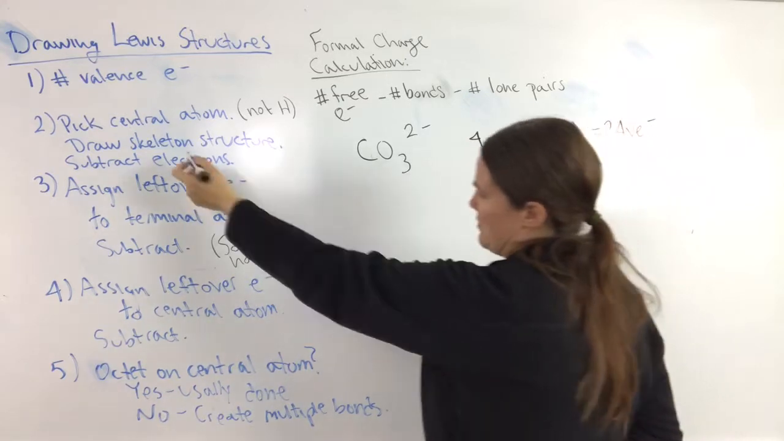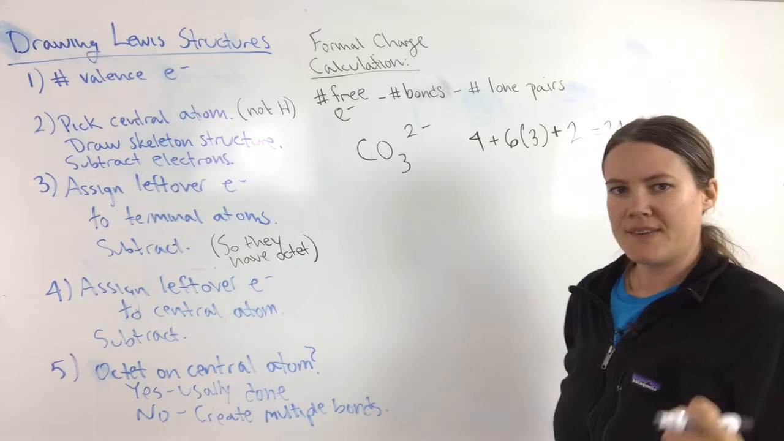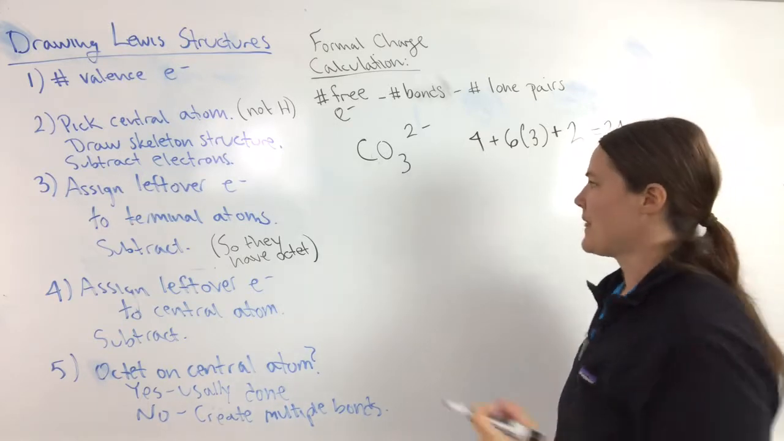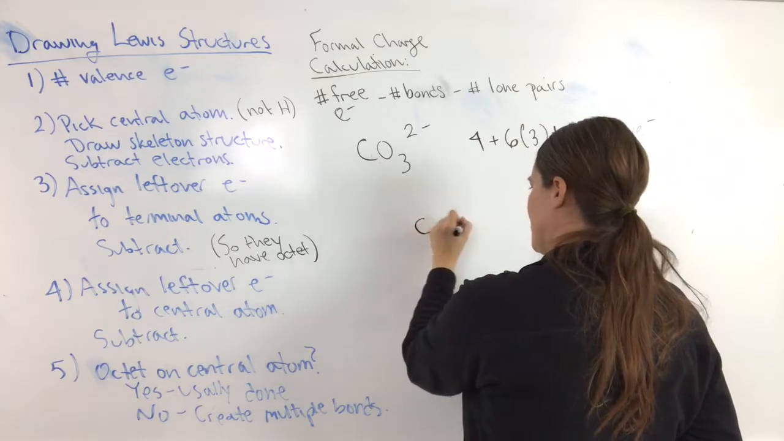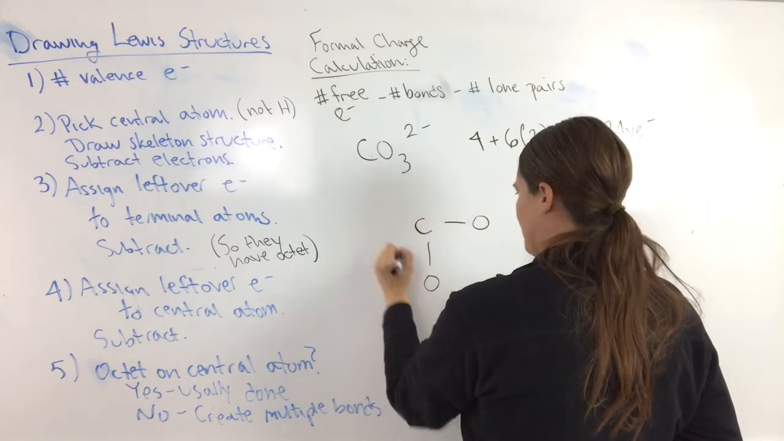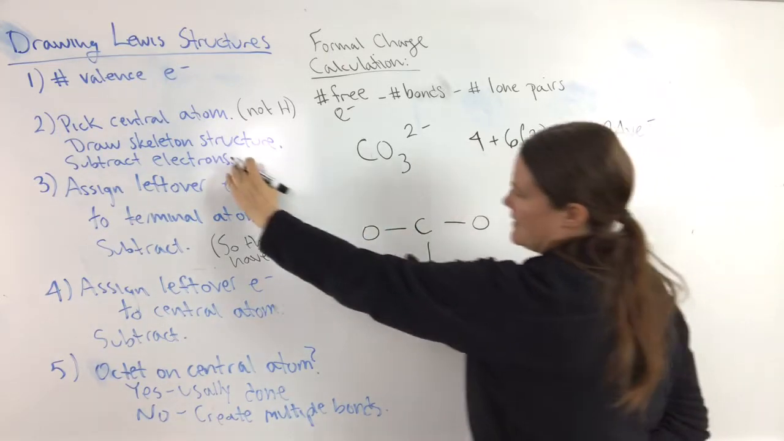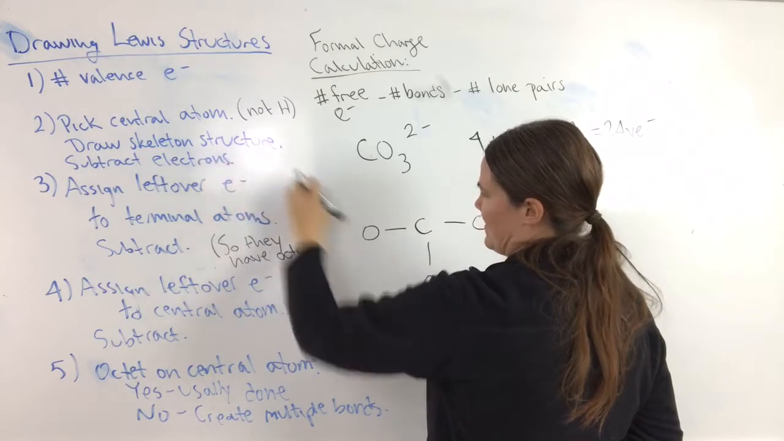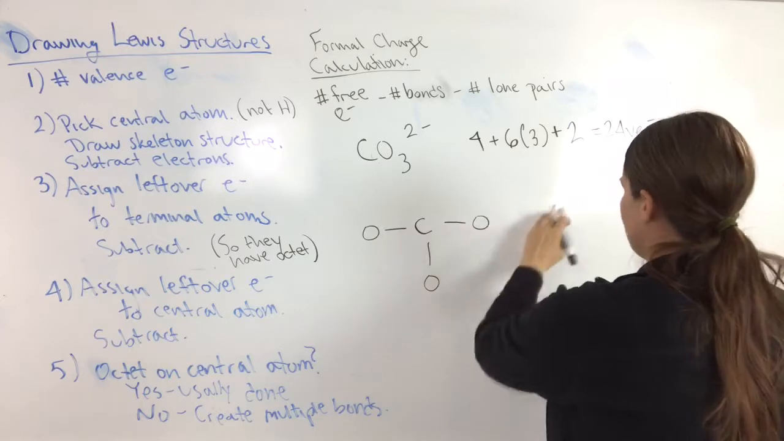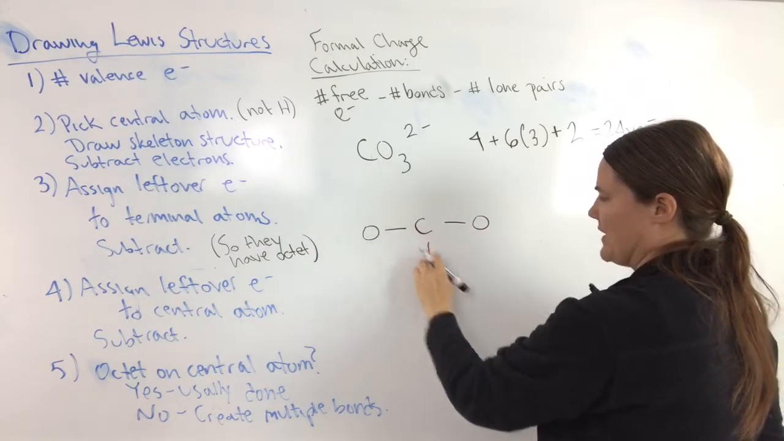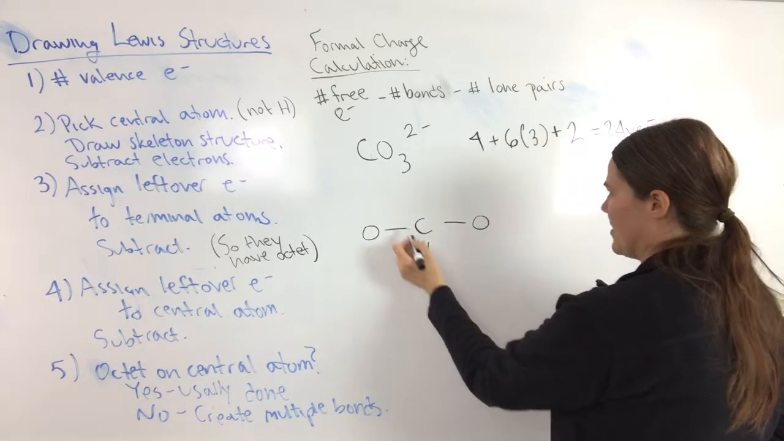Now what we want to do is pick our central atom. So we do that by picking the least electronegative atom. Carbon is less electronegative than oxygen, so carbon is going to be our central atom, and I'm just going to draw the oxygens around the carbon and put in the bonds. So we've drawn the skeleton structure. Now we want to subtract the electrons we've accounted for with these bonds. Each bond accounts for 2 electrons, so I have 1, 2, 3, 4, 5, 6.